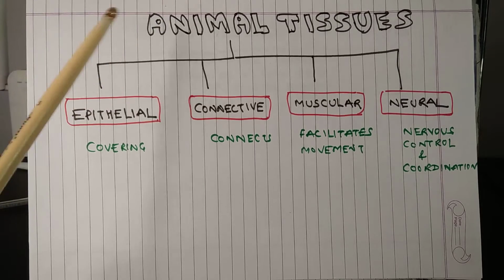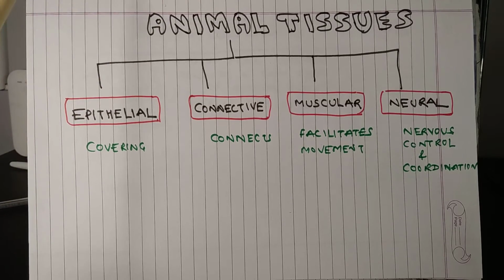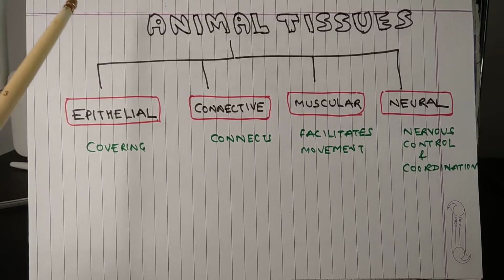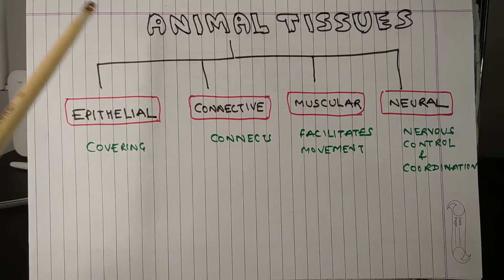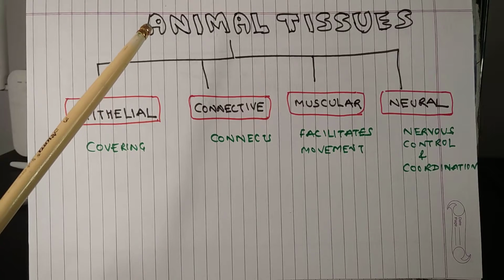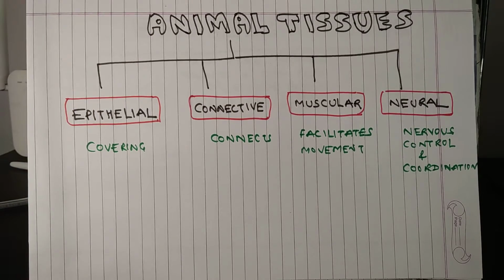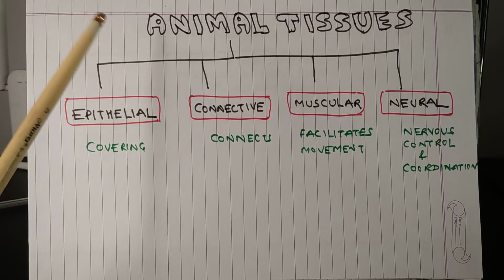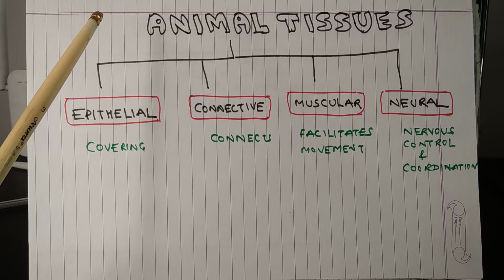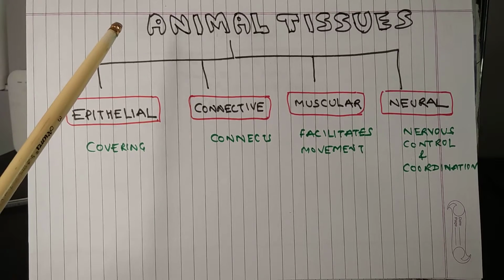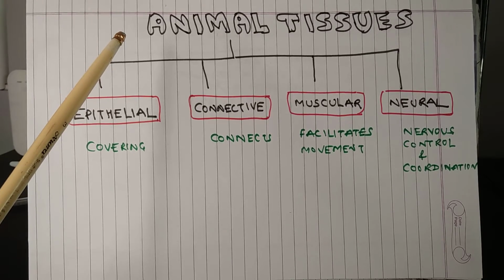In this lesson, you will learn about animal tissues and especially about epithelial tissues. This lesson has been taken from class 11th biology. You must have read in your earlier classes that a group of cells which performs a particular, specialized function is called a tissue.